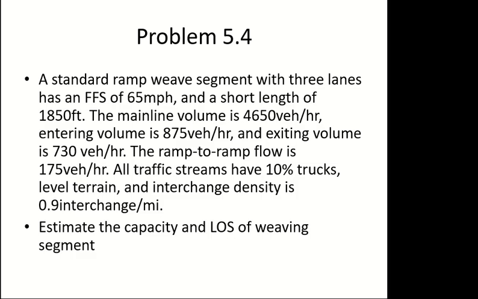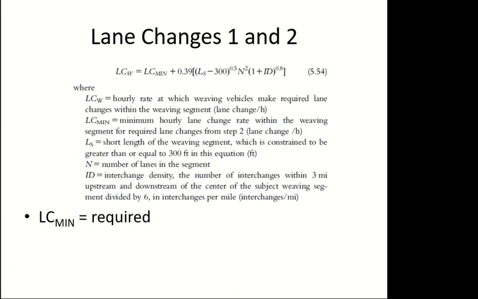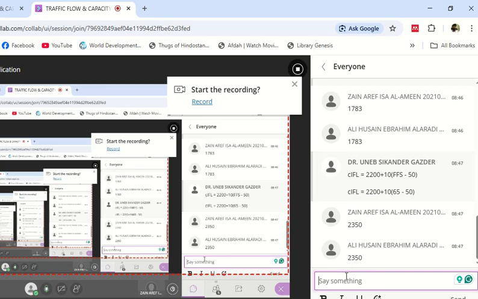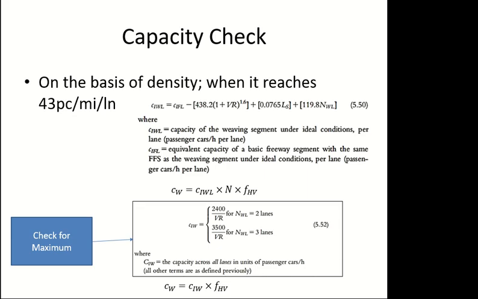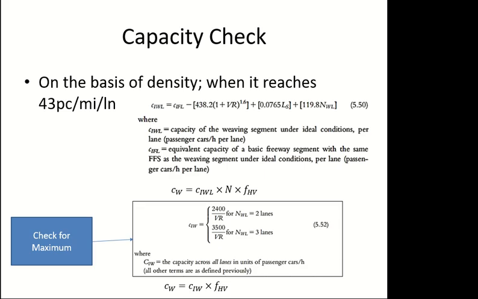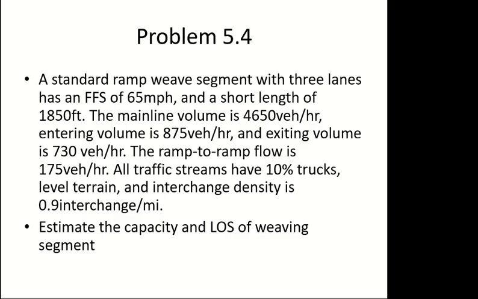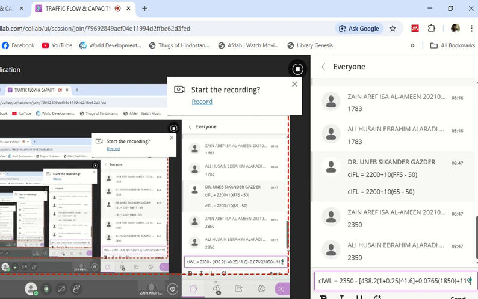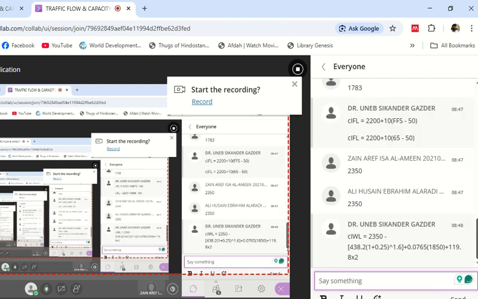Okay, so now we can use this equation. CIWL was 2350, and this is 1850. Okay, how much is this?